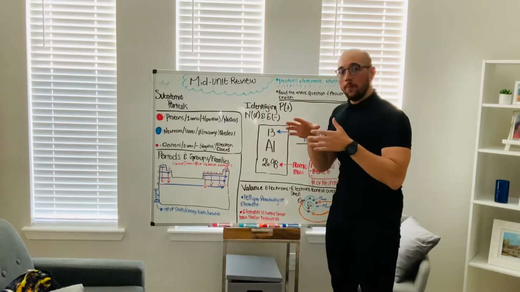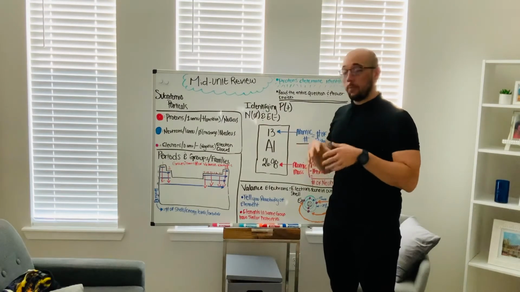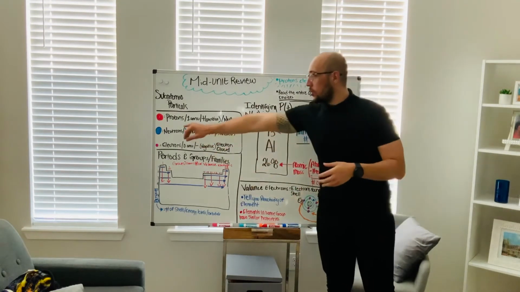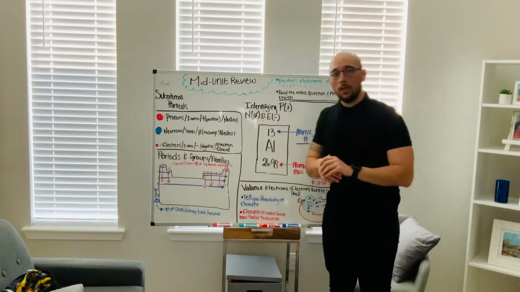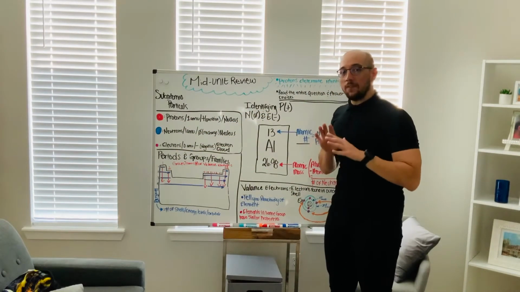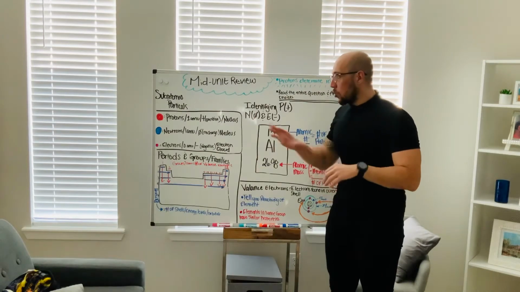So we talked about what atoms are made up of, and we know that atoms are made up of 3 different subatomic particles. Those are going to be your protons, your neutrons, and your electrons. Now each one of those has very specific characteristics. So we're going to go through them.